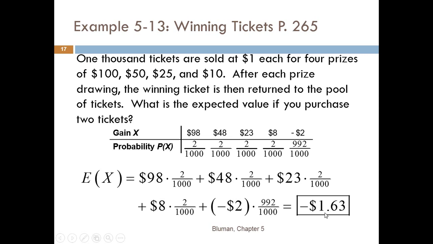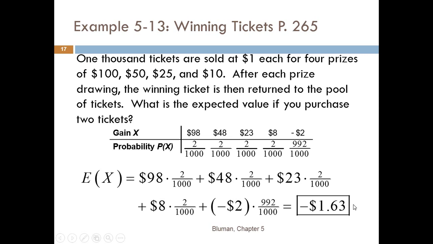Does it mean you'll actually lose $1.63? No. There's no possible way to lose exactly $1.63 because if you buy 2 tickets, that's $2. If you lose, you lose the $2. If you win, you could win 8, 23, 48, 98. The point is that the game will expect to win $1.63 per person that comes and buys 2 tickets. That's what they can expect to win.